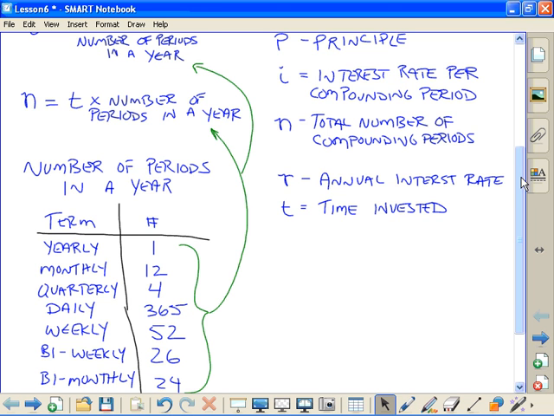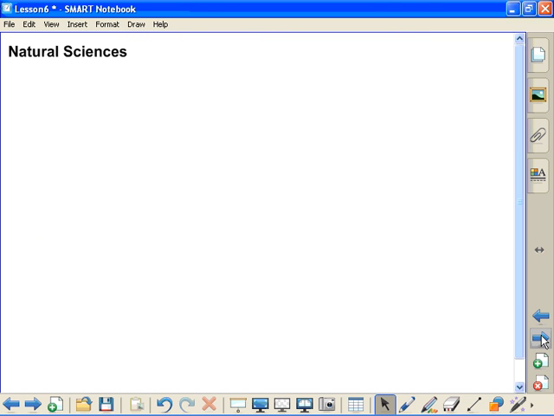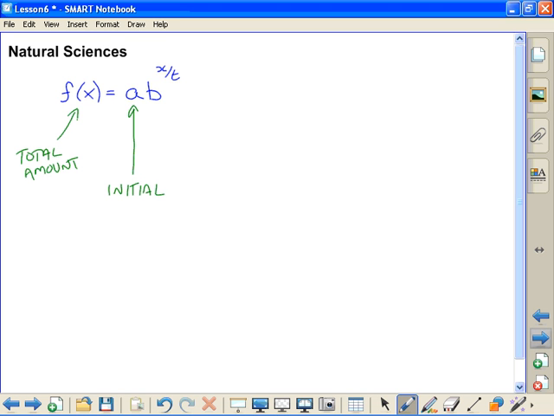Okay, so that's the financial application taken care of. Natural sciences, so you're going to see a formula similar to this. A times B to the x over t. All right, this one's a little bit easier, so this is your total amount, the f of x. A is the initial amount. How much did you start with? B is your growth rate.